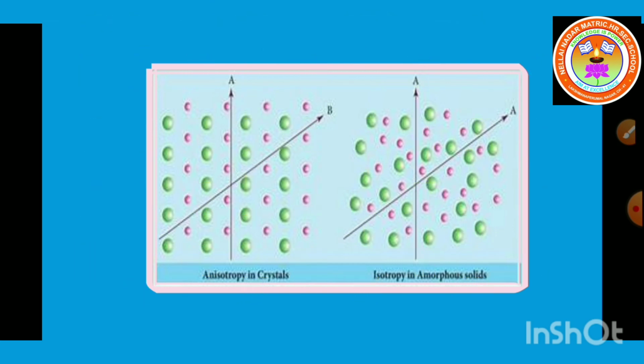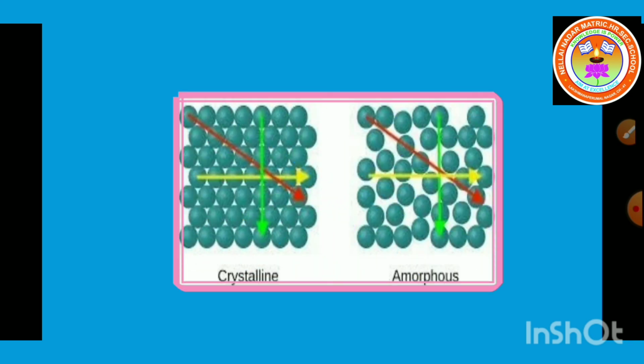Yes, look at the pictures. This clearly indicates anisotropy in crystal and isotropy in amorphous solid. What about crystalline solid? I said that is orderly arrangement of constituents, isn't it? But in the case of amorphous, random arrangement of constituents. See here, one more picture explanation about crystalline and amorphous. Okay, now this is clear.